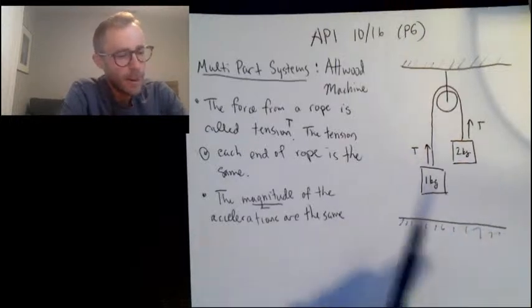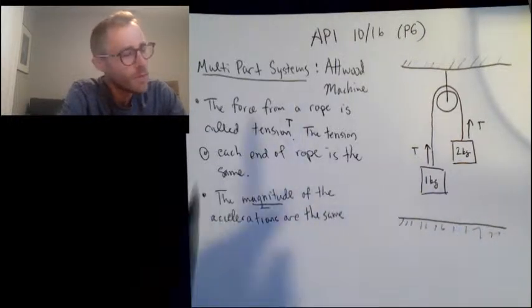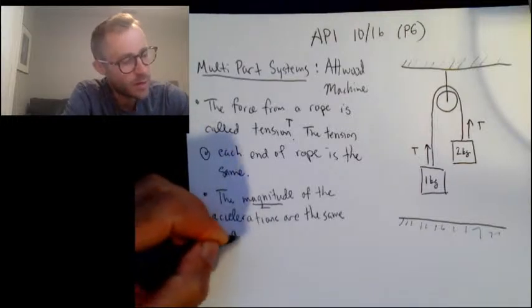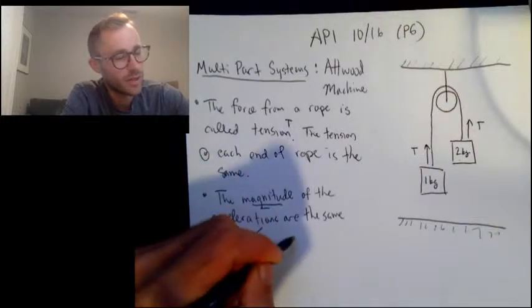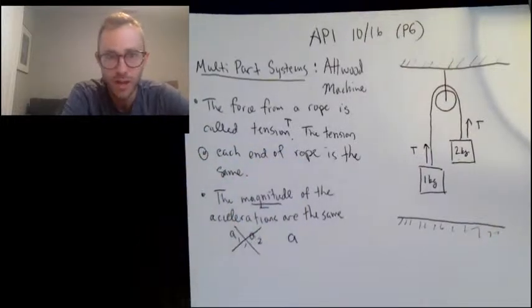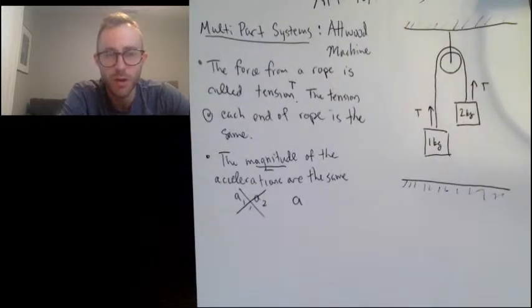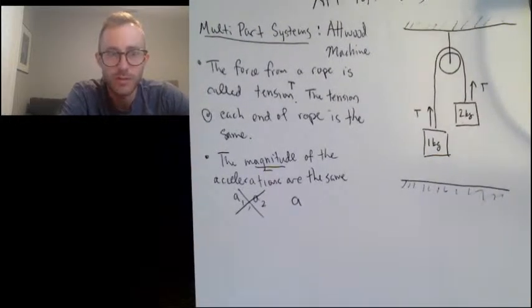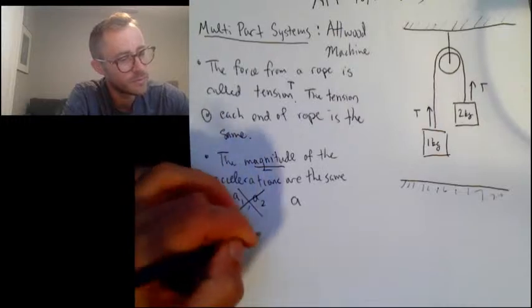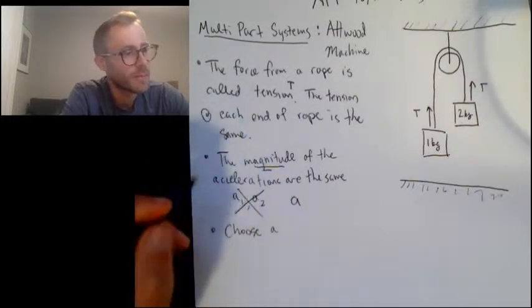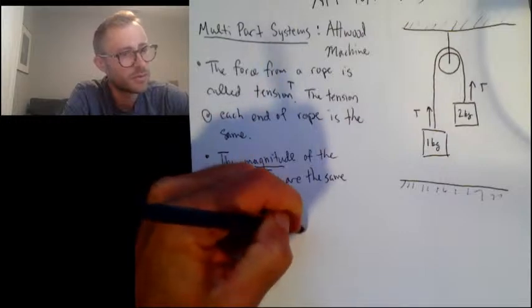So we're not going to have an A1 and an A2. We're just going to have the system has a single acceleration A because of the rope connecting the two. What we're going to do, and this is one of the few types of problems where we're going to have downward being positive in some cases, is choose a positive direction.